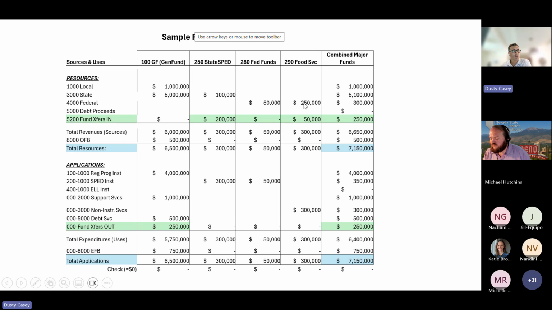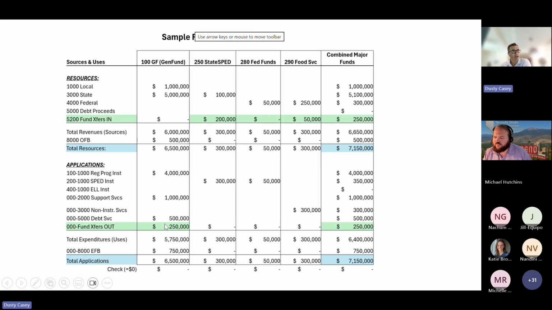Last one, food service, 250,000 of USDA dollars coming in. Those are federal. The school spent 300, creating a deficit of 50. There's a fund transfer in of 50 to zero out the fund down here at the bottom. Okay. So when you look at this, those transfers in have to come from somewhere, right? They generally only come from one place.